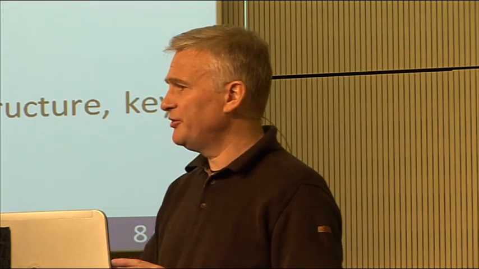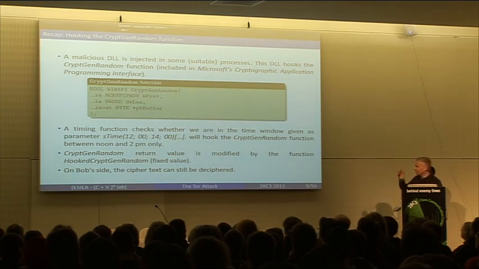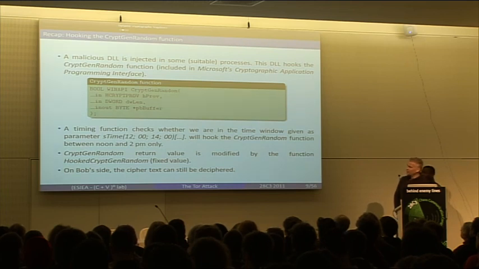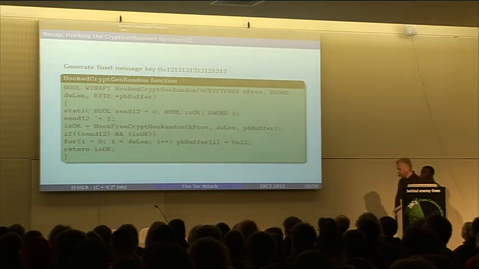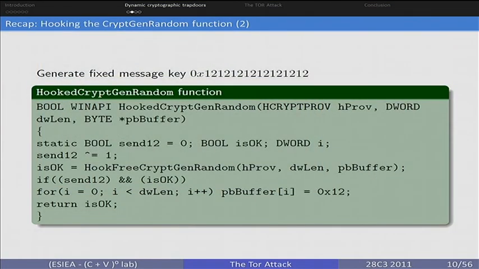So, of course, if you consider the static security, the mathematical security, the algorithm has not been modified or changed, since everything is in memory. So, for example, here we use CryptGenRandom, which is the most commonly used function to generate, for example, initialization vectors. Here we want the malware to modify the cryptography in memory between noon and 2 p.m. It is a very small part of the malware we have developed. So here we fix the message key for a limited period of time.